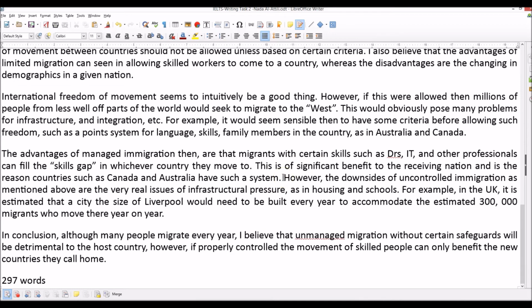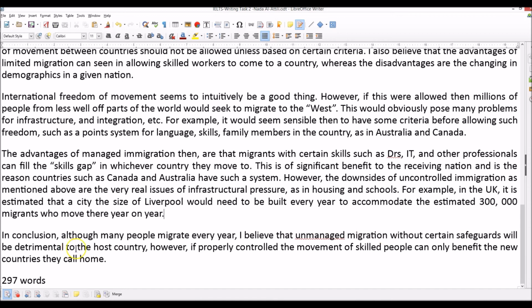However, the downsides of uncontrolled immigration, as I mentioned above, are the very real issues of infrastructural pressure, as in housing and schools. For example, in the UK, it is estimated that a city the size of Liverpool would need to be built every year to accommodate the estimated 300,000 migrants who move there year on year. Now, these figures are actually true, based on official government estimation. 300,000 coming into the UK every year. So, some downsides.